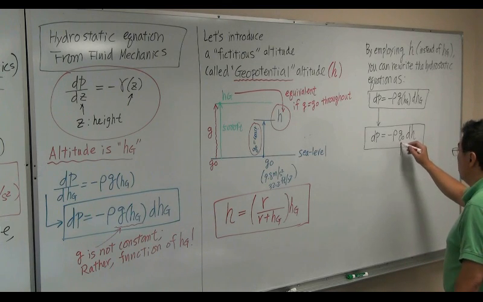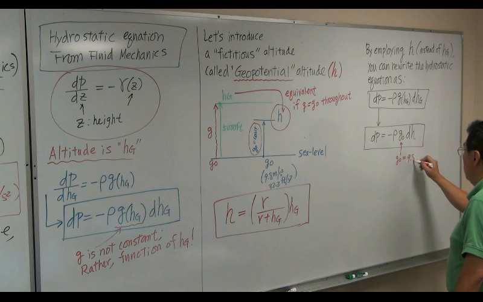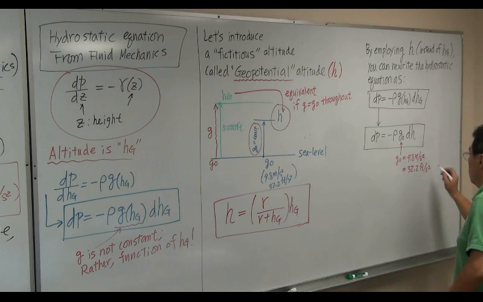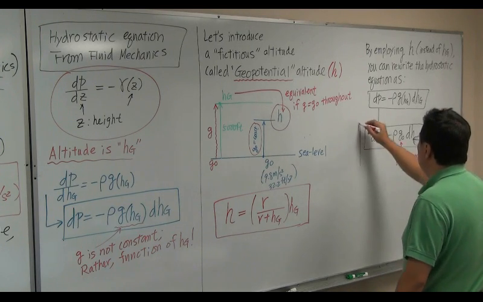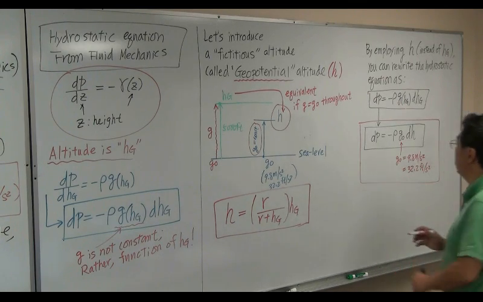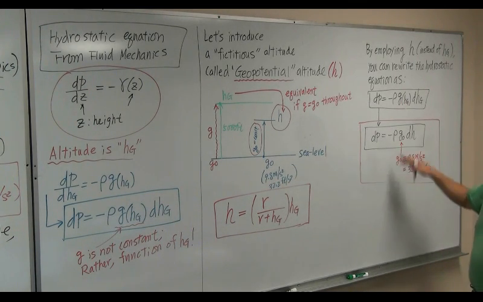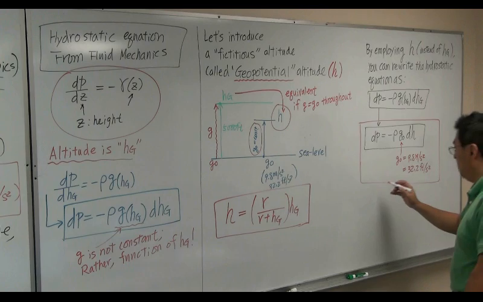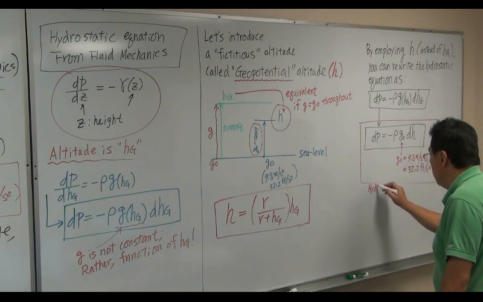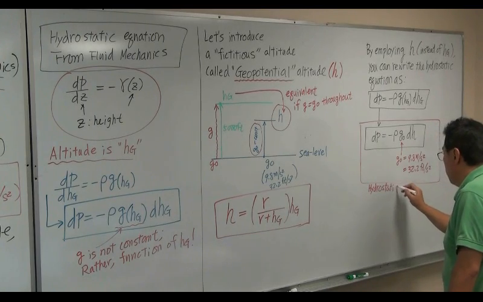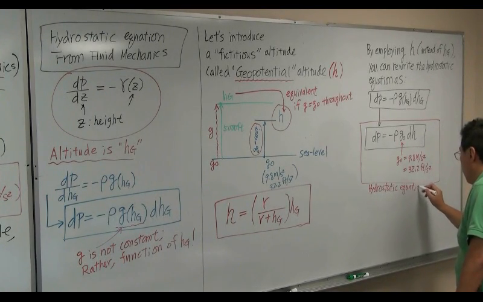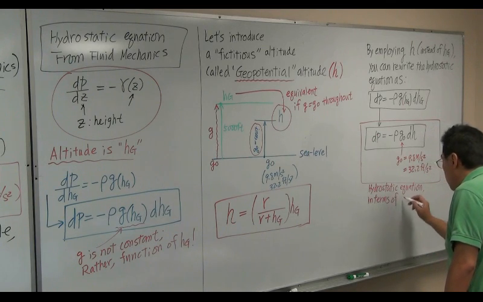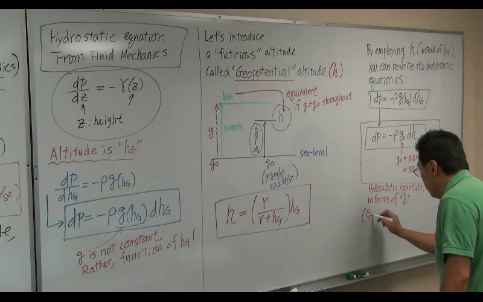Keep in mind this is constant. G0 is 9.8 meter per second squared. Okay, so this is going to be the hydrostatic equation, which is essentially the same thing we did in fluid mechanics. So the rest is the same thing. I hope this is going to be a review. So this is a hydrostatic equation in terms of H, geopotential altitude.